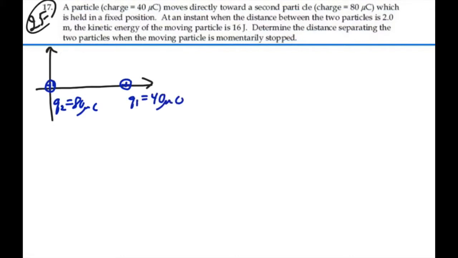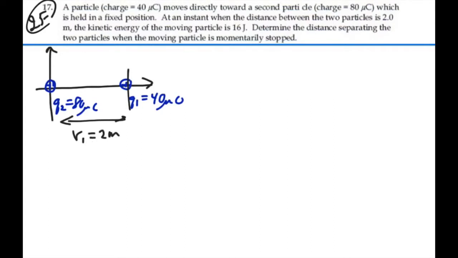Alright, so we have a situation here. We got two charges. Let's put them on the x-axis, and let's put the fixed one, which is Q2, at the origin. So that's 80 microcoulombs. And then we'll have Q1 at 2 meters away, 40 microcoulombs. So this distance is 2 meters. We'll call that distance R1.